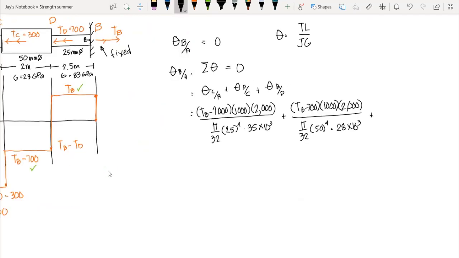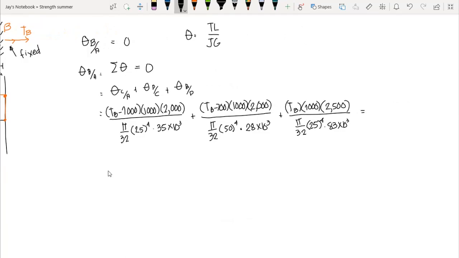Now lastly, we have the internal torque in between D and B, that is TB alone, times 1000 to convert into Newton millimeter, times the distance, that is 2500, over pi over 32 times the diameter 25 raised to the 4 times the G, the modulus of rigidity, that is 83 times 10 raised to the 3. And we know that this should be equal to 0. So we can now compute for TB here.